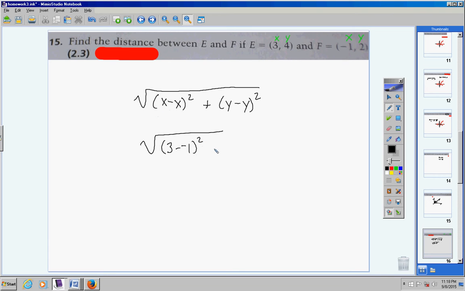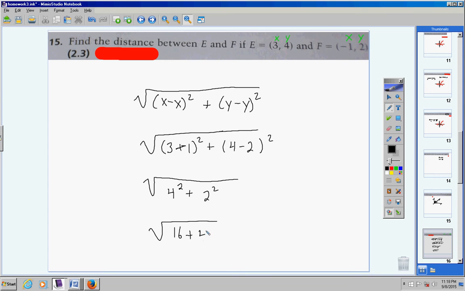3 minus a negative 1 plus, now I've got Y minus Y, so I'm looking for two Y numbers. My Y number is 4 and my Y number is 2. So 4 minus 2. Alright, if you struggle with your sign numbers, feel free to use a calculator. 3 minus a negative 1 means 3 plus 1, which is 4. So you really have 4 squared. Plus 4 minus 2 is 2. You really have 2 squared. So next we have 4 times 4 is 16. 2 times 2 is 4. 16 plus 4 is 20. So the answer is the square root of 20. Alright?